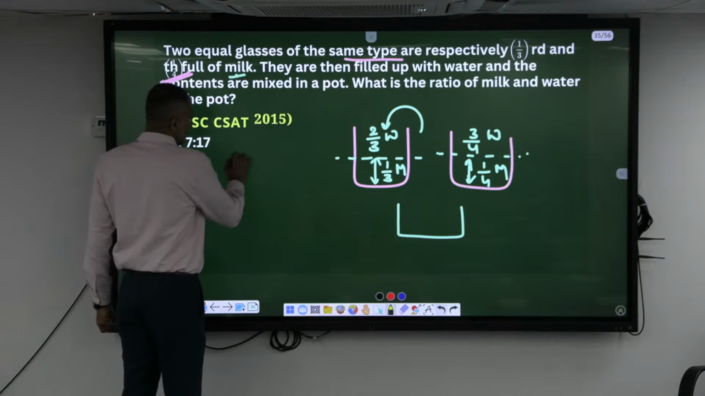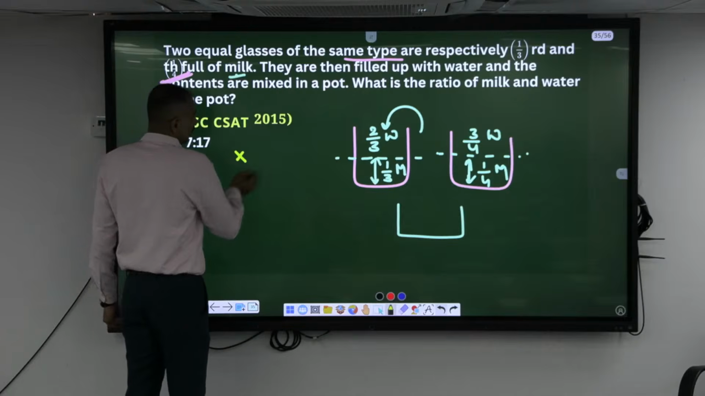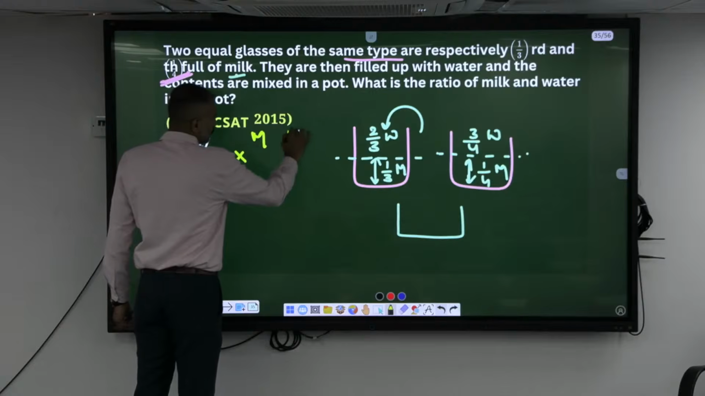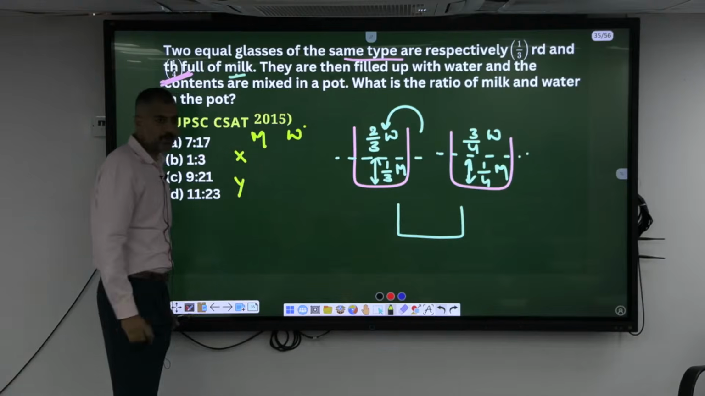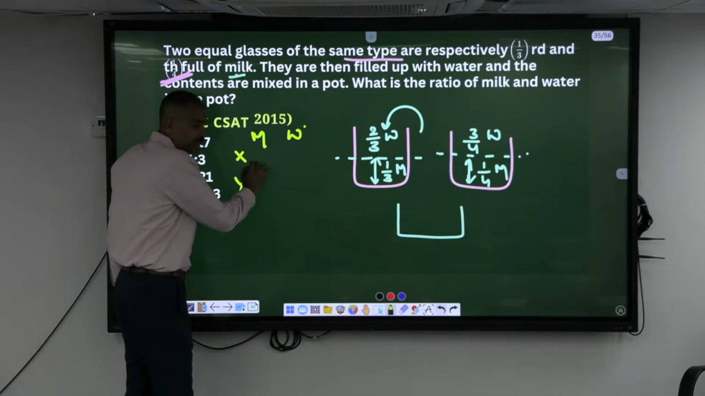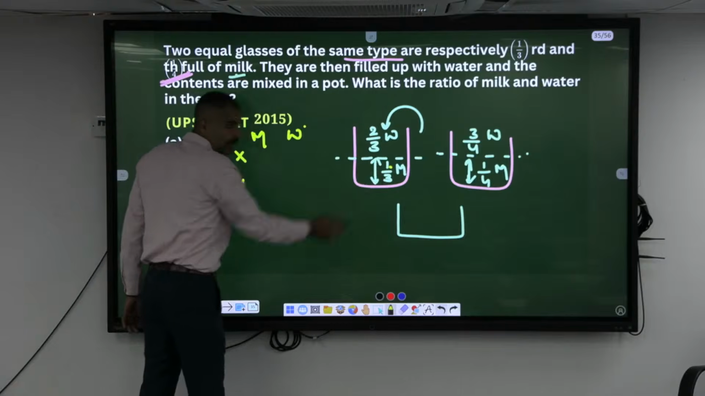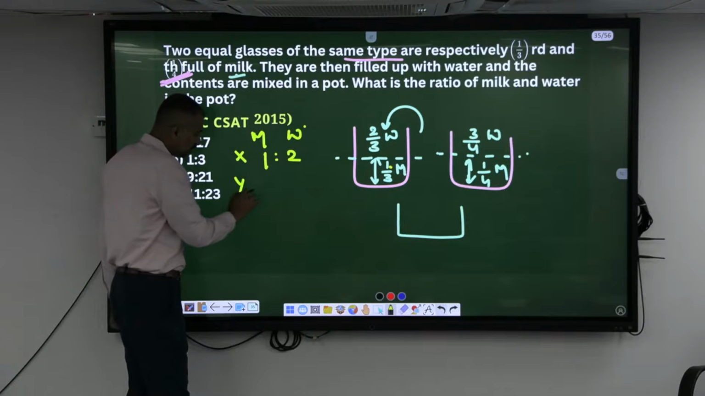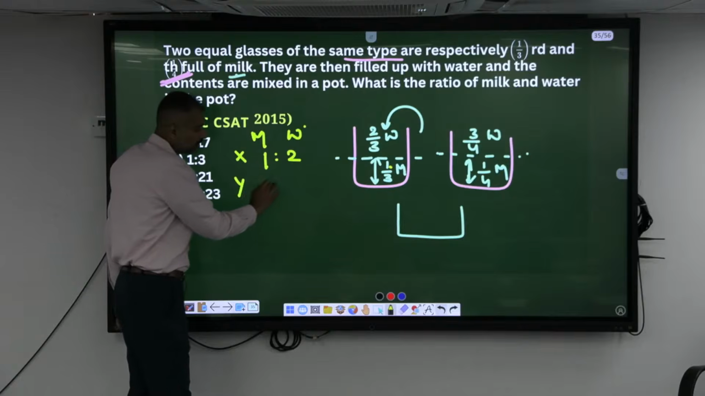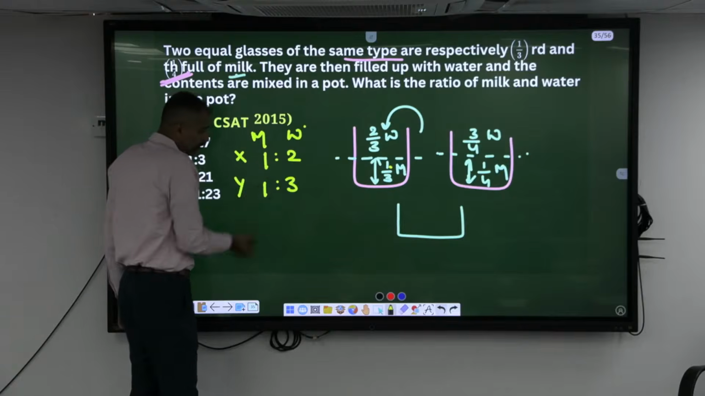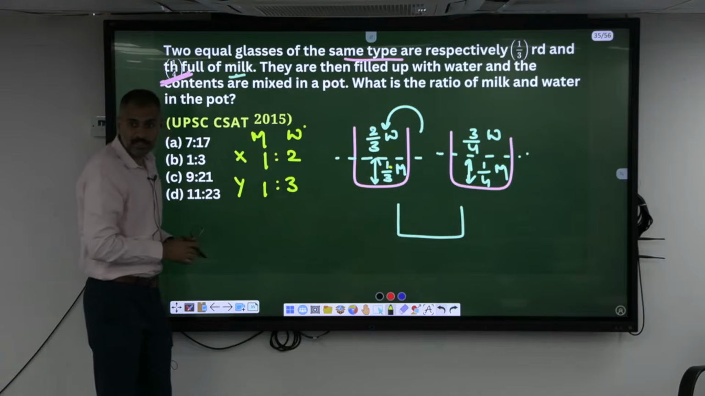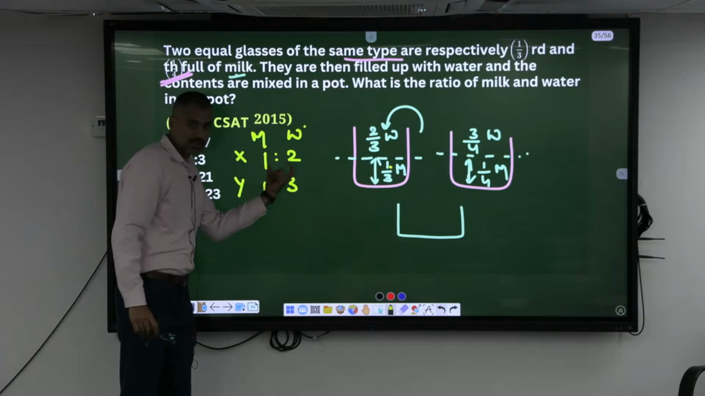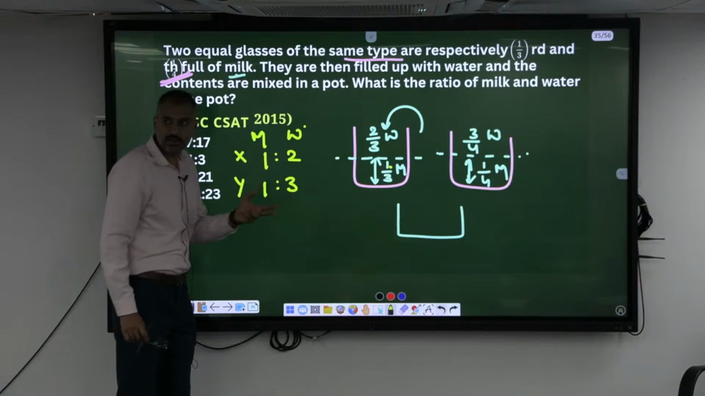So two vessels, let's consider X and Y. We have milk and water. Okay, how much is the milk? 1. How much is the water? 2, isn't it? How much is the milk here? How much is the water? 3. Okay, but they have to be same. Are they same? No. Here how many parts? Here how many parts? What has to be done?